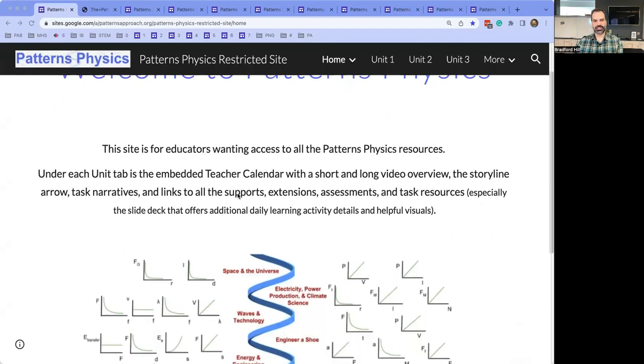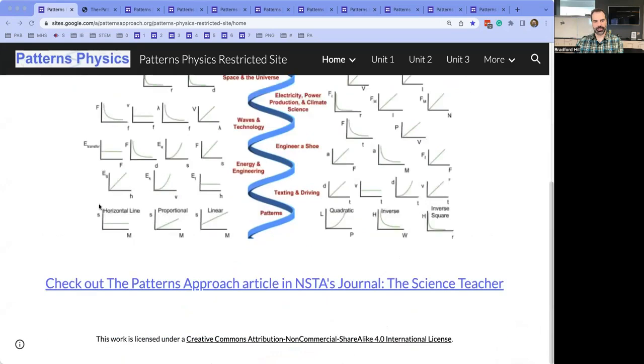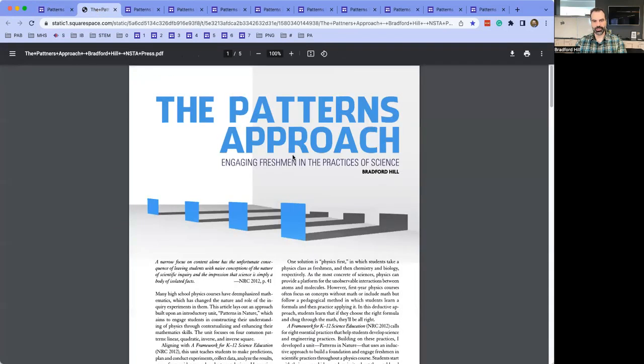And if you appreciate the depth and detail of a peer-reviewed journal article, here is an article I wrote about the patterns approach in NSTA's journal, The Science Teacher. You can click right there. I already have it open. In addition to this article, though, you have this video. So I want to show you several of the other resources here on the website.